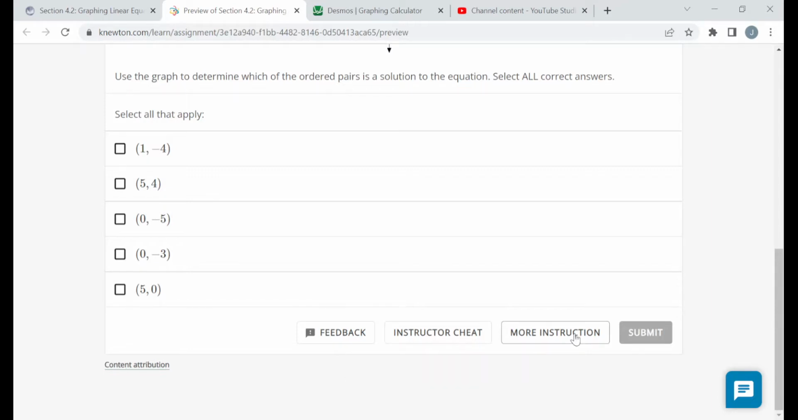But you will have this more instruction button. Right? And if you're ever struggling with a topic, try clicking on this and you'll be taken to a page with some reading or some videos to study, and you'll be given questions related to that instruction, and completing those questions is a way to progress through the assignment.